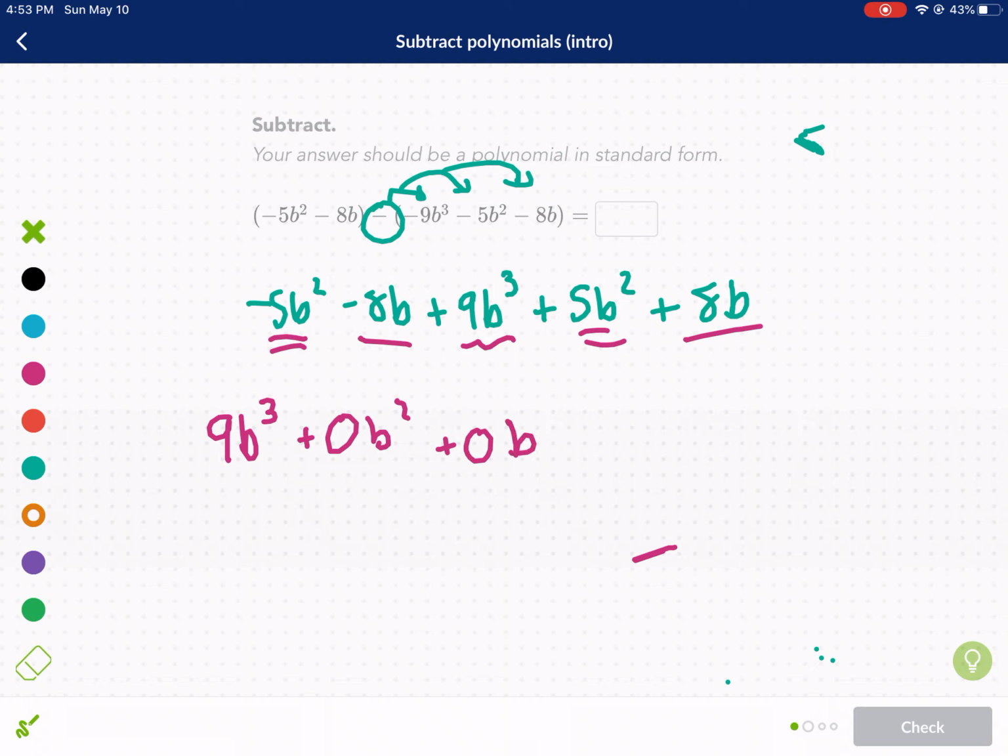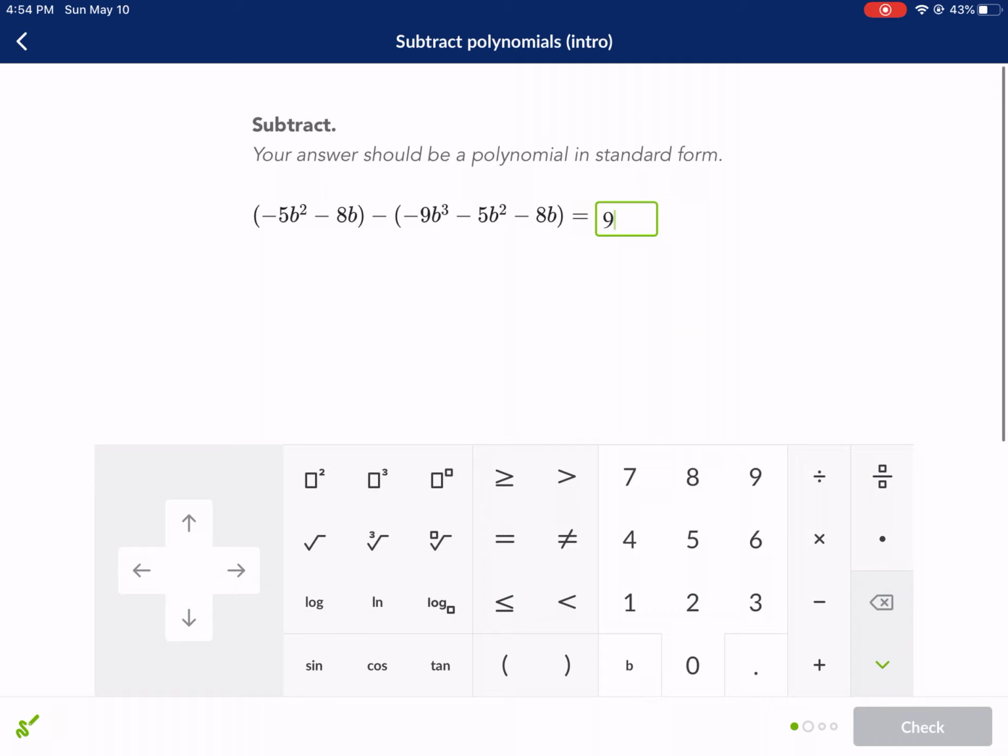Now, what do we do with that? Well, if we have 0b squared, that goes away to 0. 0b goes away to 0. And then we're left with 9b cubed. That's the only thing we write because everything else canceled out. 9b cubed.